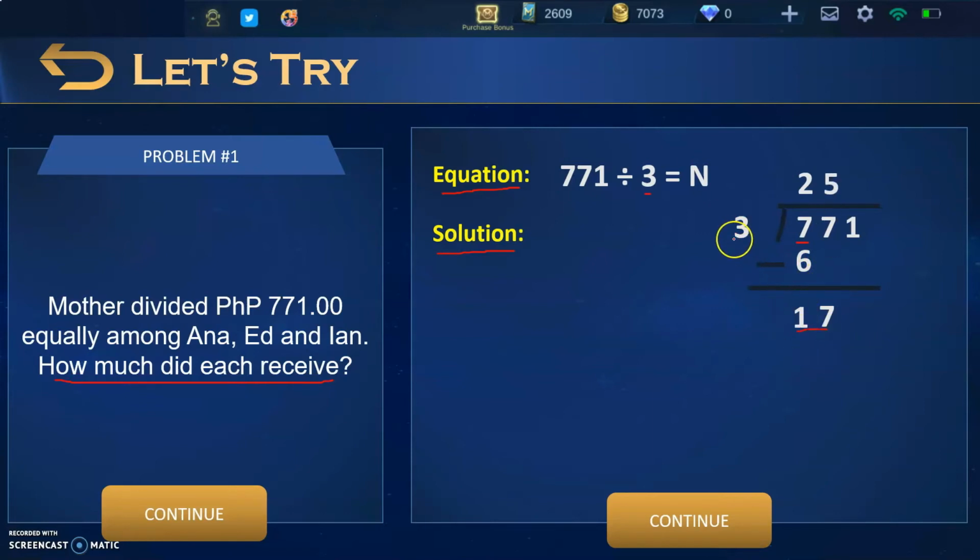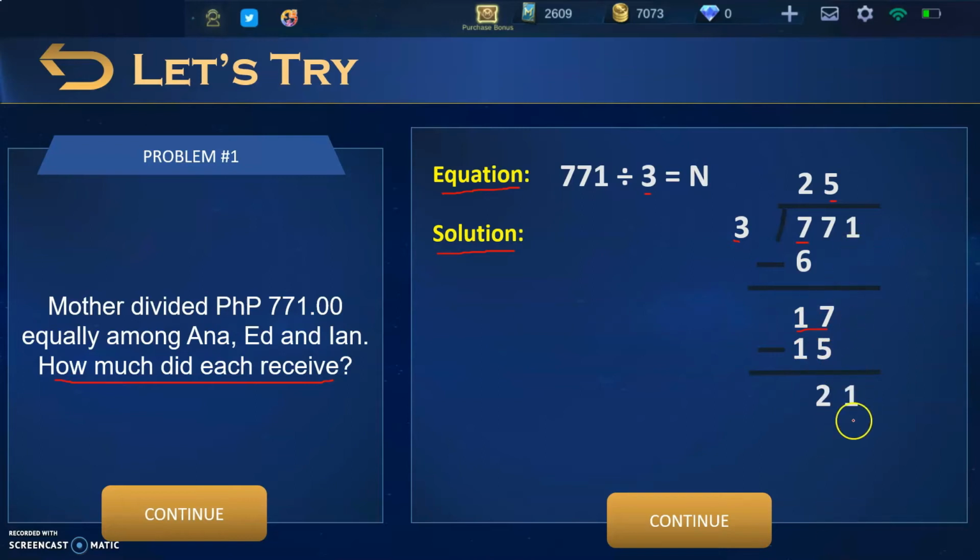17 divided by 3 is equal to 5. And 5 times 3 is equal to 15. Then subtract again. 17 minus 15 is equal to 2. Again, there's still a number that we can bring down.